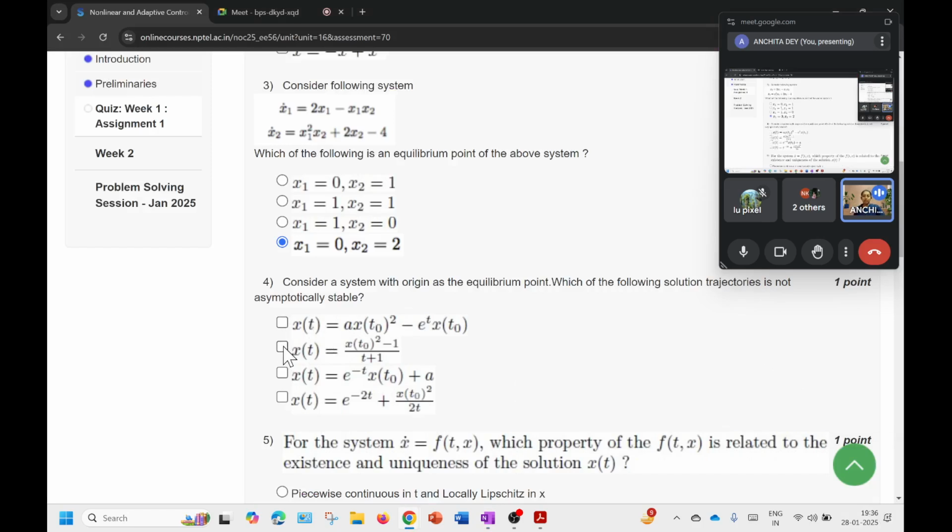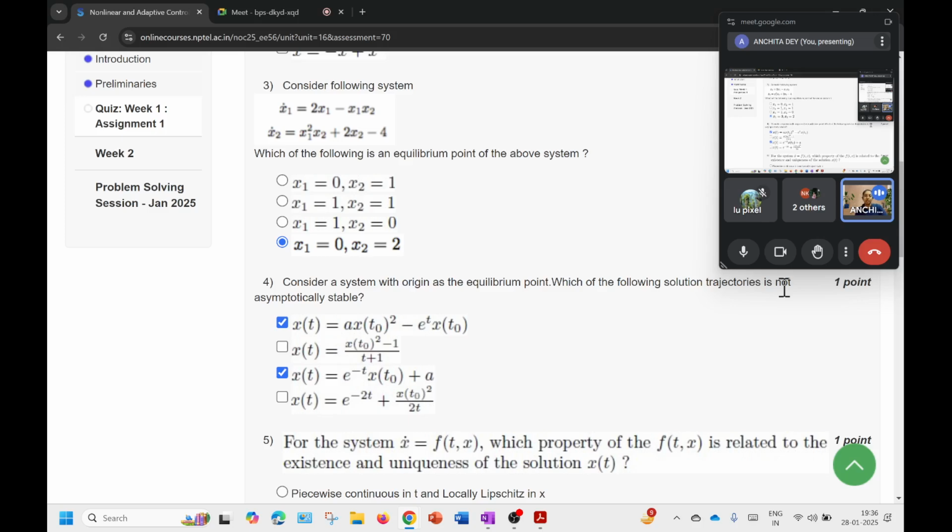So we have the second answer to be correct and the fourth answer here to be correct. So these two are the correct options. Okay. Oh wait, sorry. The question was not asymptotically stable, yeah. So it would be the other two. Sorry. So yeah, the question is not asymptotically stable.